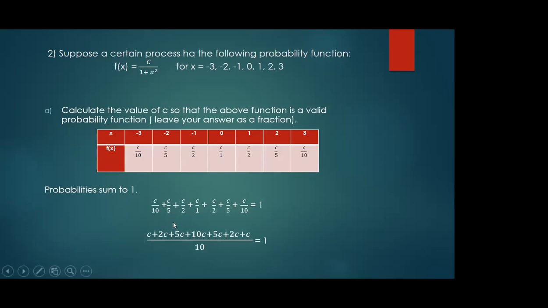So 10 into 10 is 1, so 1 times C is C. 10 into 5 goes 2 times. 2 times C is 2C, plus 2 into 10 goes 5 times. 5 times C is 5C, plus 1 into 10 goes 10 times. 10 times C is 10C, plus 2 into 10 goes 5 times. 5 times C is 5C, plus 5 into 10 goes 2 times. 2 times C is 2C, plus 10 into 10 goes 1 time. 1 times C is C. And we're left with this.